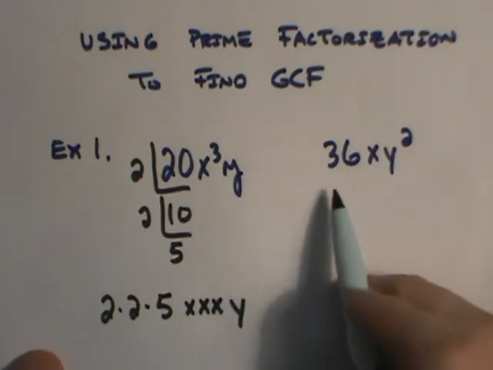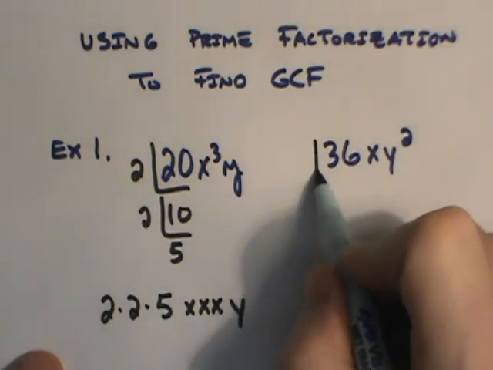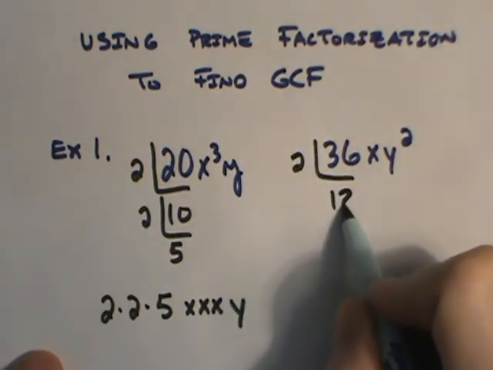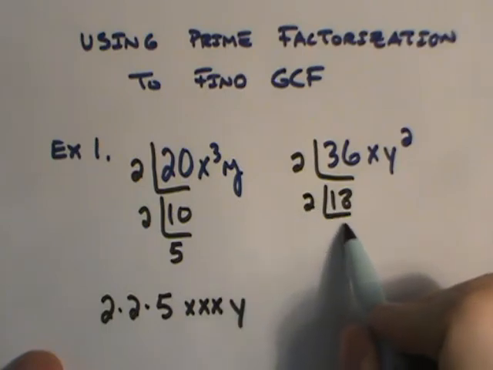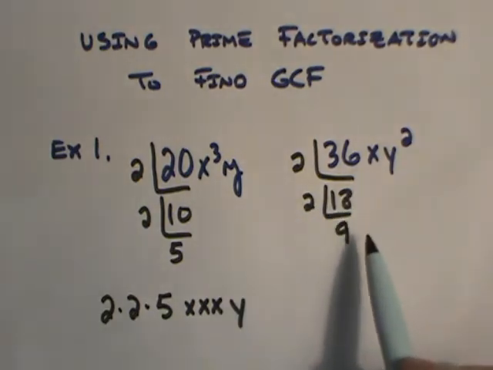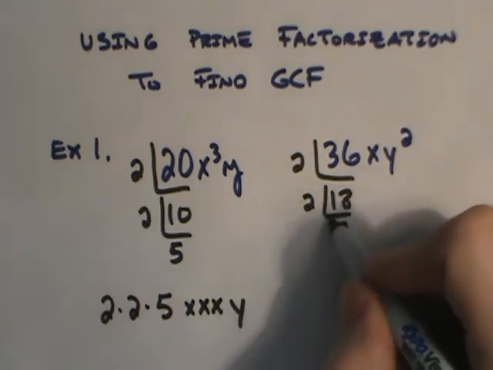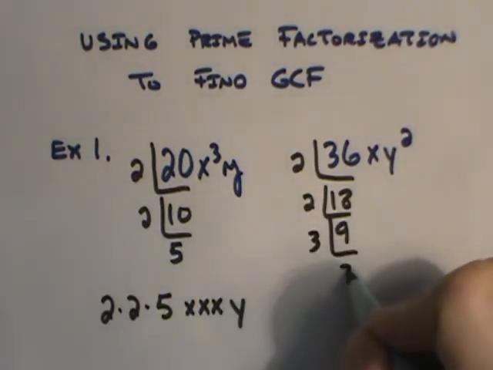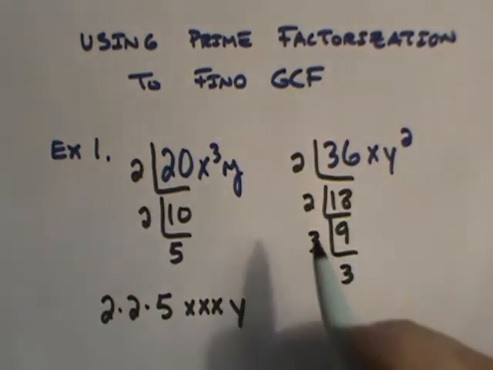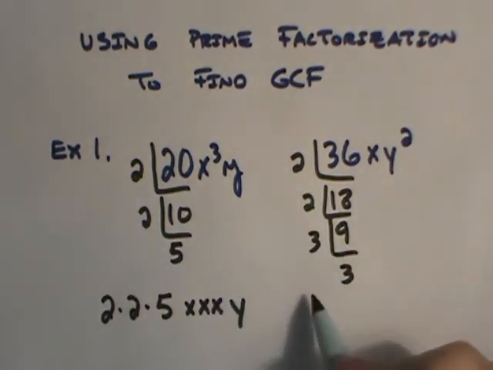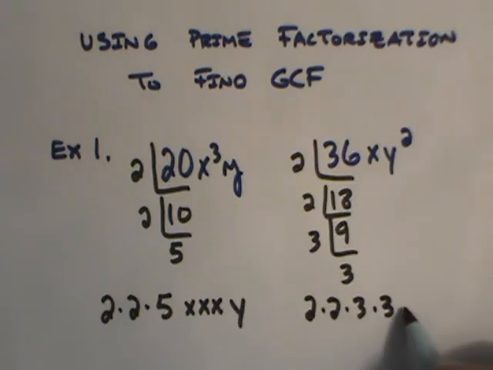And then I move to this 36, and I'm going to do a similar thing. I'm going to divide by 2, takes me to 18, divide by 2, takes me to 9. As I mentioned in a previous video, when you get to a square number, that should be an immediate breakdown then. You know that's 3 times 3, okay? So my prime factorization here would be 2 times 2 times 3 times 3, x, y.